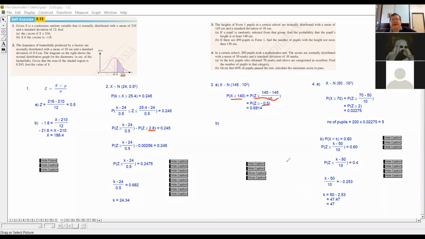Okay, next one, the B. If there are 450 pupils in Form 1, find the number of pupils with height not more than 150. Not more than 150 means less than 150. Now, first of all, we cannot find the number yet. We have to find the probability first, right? So we try to find the probability of the student less than 150.